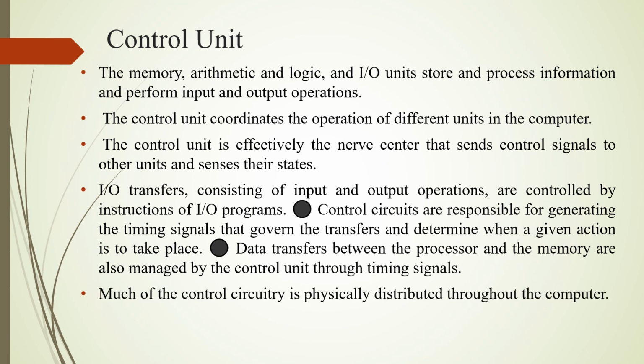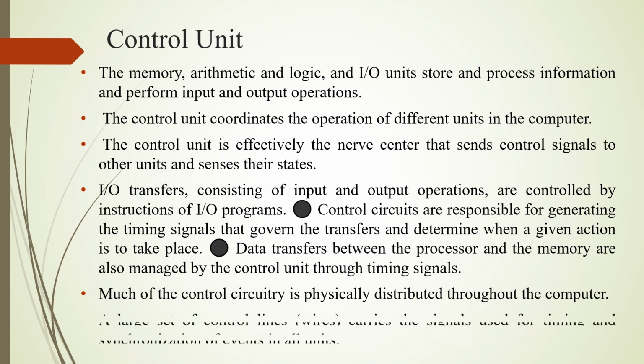Much of the control circuitry is physically distributed throughout the computer system. A large set of control lines, also called control wires, carries the signals used for timing and synchronization of events in all units.